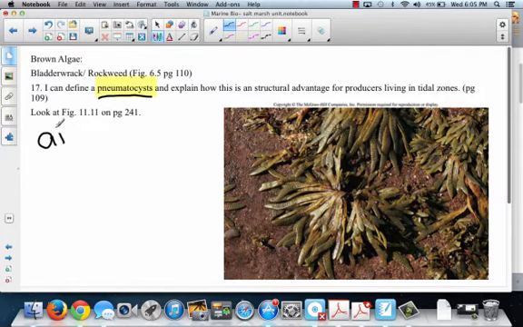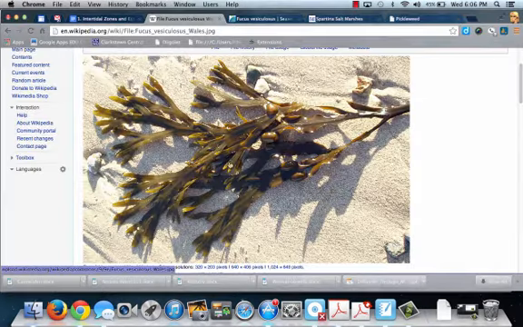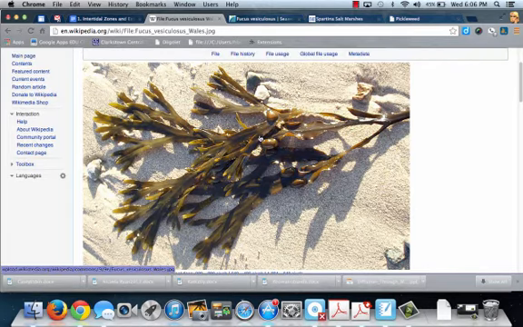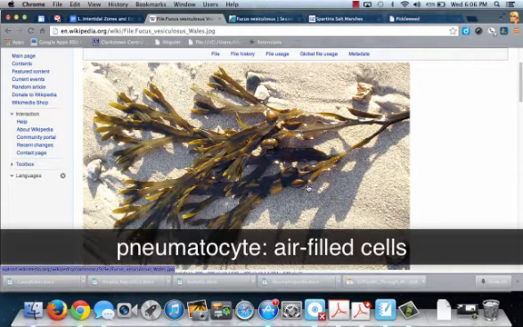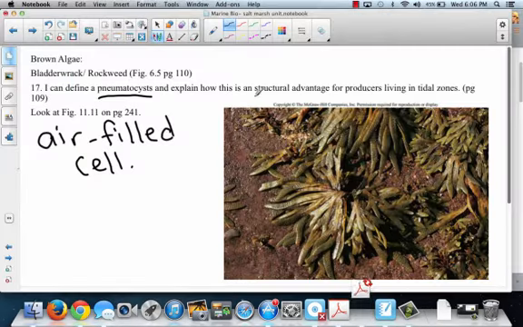It is an air-filled cell. So it's an air-filled cell that's found on their structure. So let's go to this website, Wikipedia, and I'm going to point out right here is a pneumatocyst, right here is a pneumatocyst, here's a couple, and it's filled with gas. Each species has a different gas that it's filled with, and the second part of that objective is talking about the advantage. What is the structural advantage for this if you live in a tidal zone?